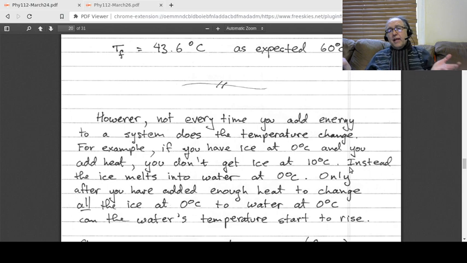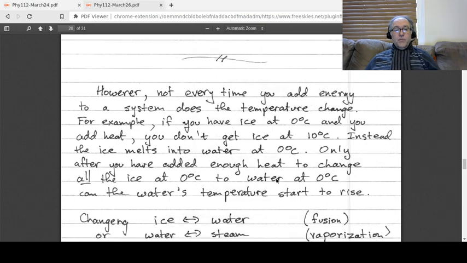It could take 10 minutes, 10 minutes' worth of heat. You just keep adding heat, adding heat, adding heat, and the temperature doesn't change. What changes is the solid goes to a liquid. Okay? All right. So, there you go.